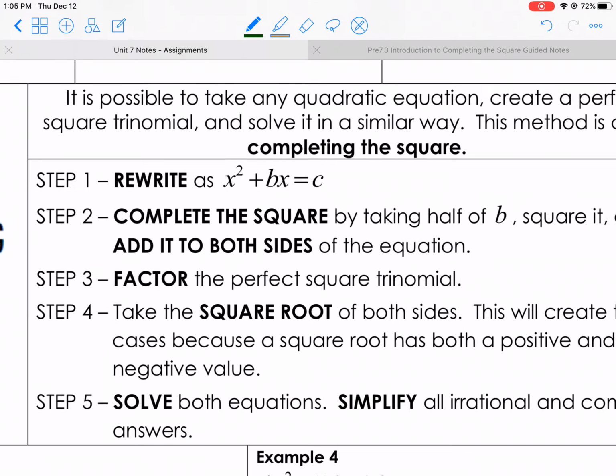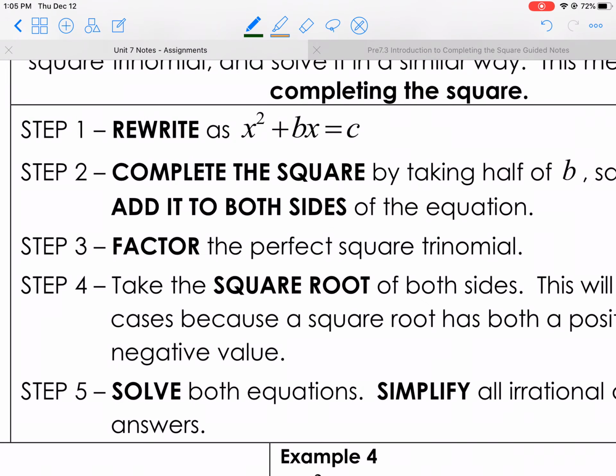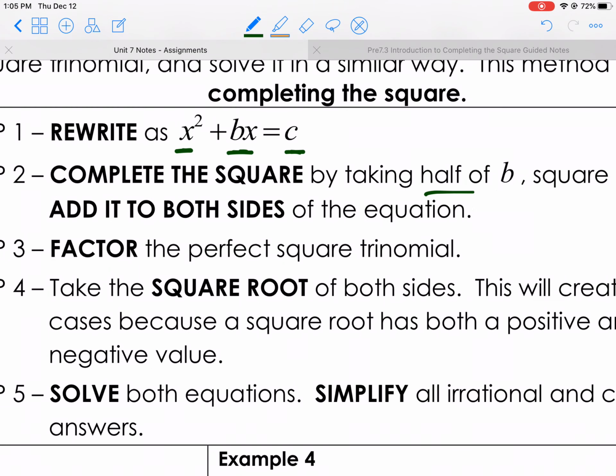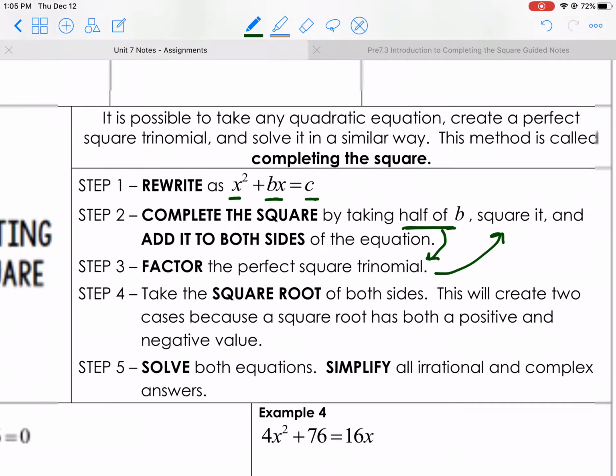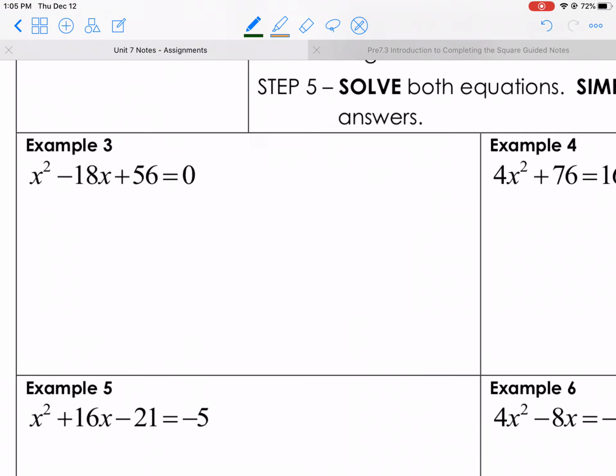Pretty typically, and here's the steps, rewrite as quadratic term plus linear term equals constant. You complete the square by taking half of b. I usually right then put it in my factor. Then you're going to square that, whatever that number is, square that and add it to both sides of the equation. Simplify and solve. So let's try an example like this.